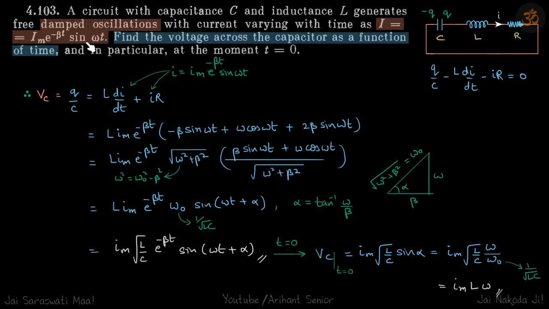We have this circuit where current varies as I_m e raised to power minus beta t sine omega t, which is the equation of a damped oscillation. We need to find the voltage across the capacitor as a function of time.